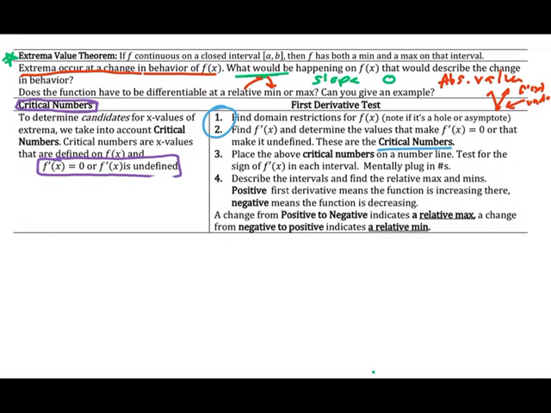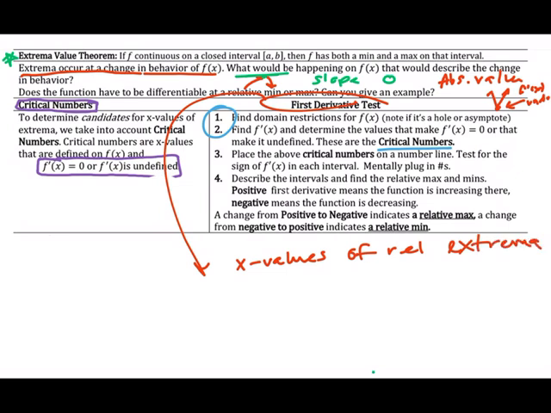Now, the really cool thing about the first derivative and the first derivative test is that this allows us to find 2 things. It allows us to find the x values of relative extrema, and it allows us to find the intervals on which the original function is increasing and decreasing. And here's how it does that.